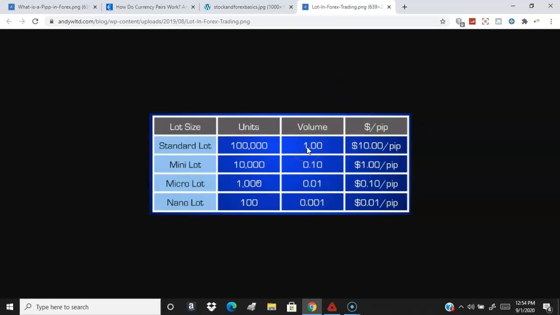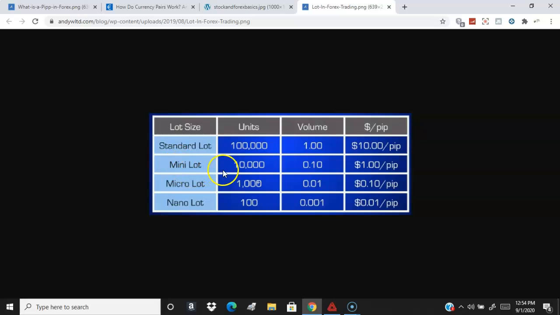So if I have a standard lot, which a lot of people don't trade because a lot of brokers don't offer these, because the market is highly volatile and you can either get a lot of money or lose a lot of money. A lot of people don't trade these standard, volume lots. There's $10 per pip.